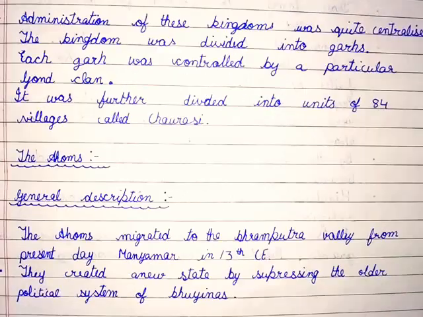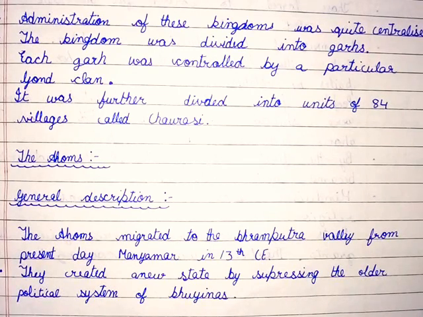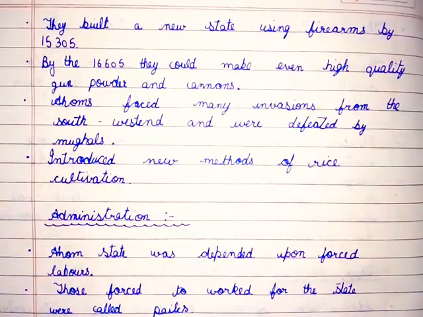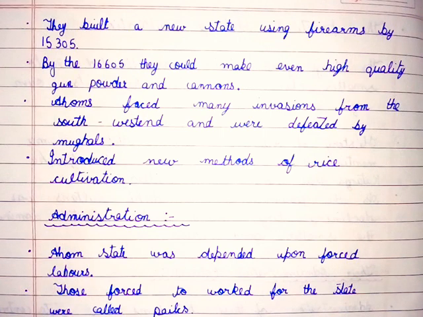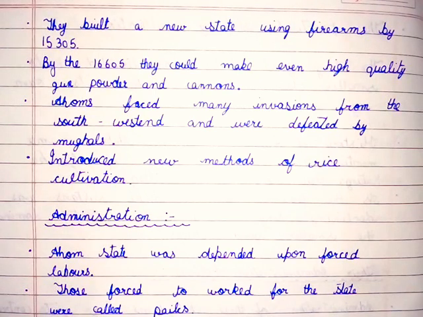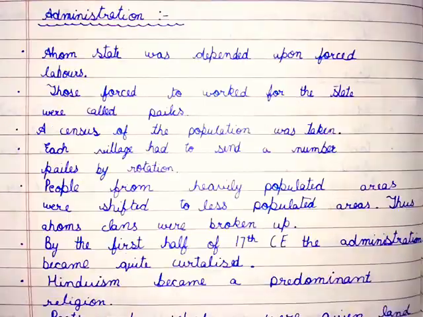The Ahoms, general description: the Ahoms migrated to the Brahmaputra valley from present-day Myanmar in the 13th CE. They created a new state by suppressing the older political system of the Bhuiyans. They built a new state using firearms. By the 16th century they could make even high quality gunpowder and cannons. Ahoms faced many invasions from the southwest and were defeated by the Mughals. They introduced new methods of rice cultivation.